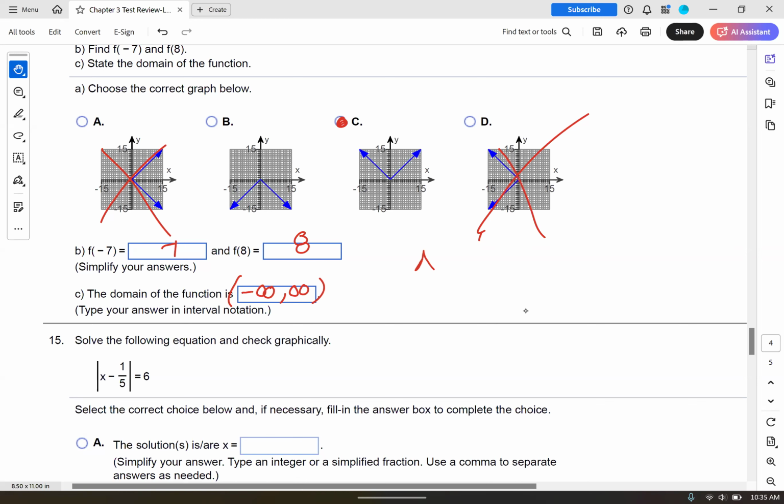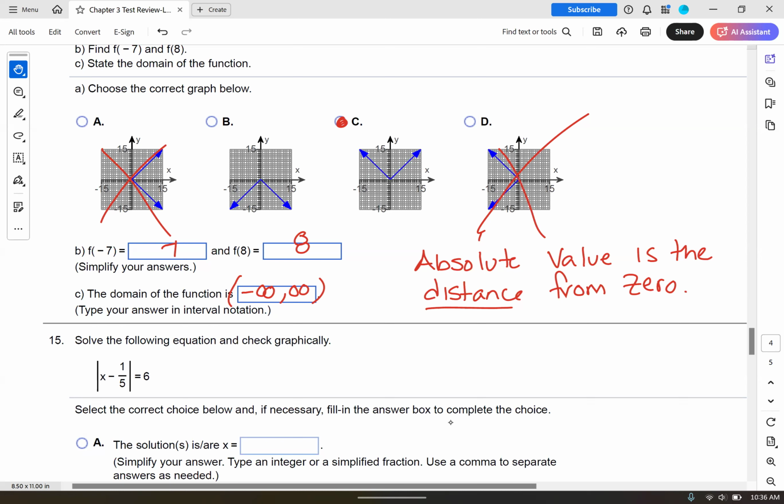Because by definition, absolute value is the distance from 0. Distance is positive always. That's a positive quantity. How far is -7 from 0 on the number line? Is it 7 units from 0 on the number line? Yep. How far is 8 from 0 on the number line? 8. So absolute value is always a positive quantity. Now, solving equations, you might get negatives, and we'll talk about that right now.